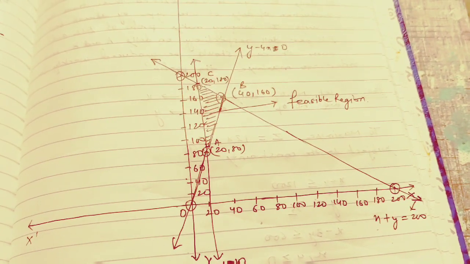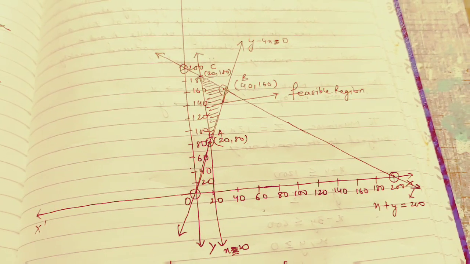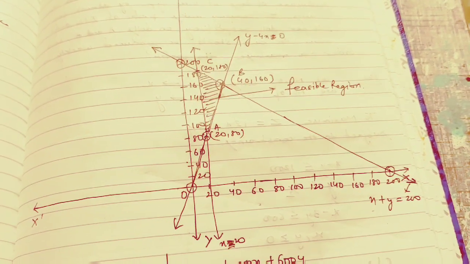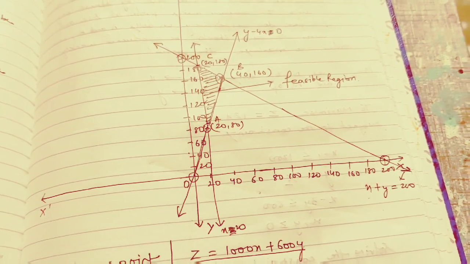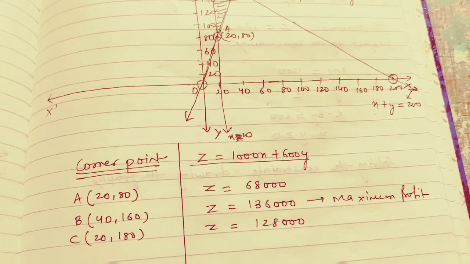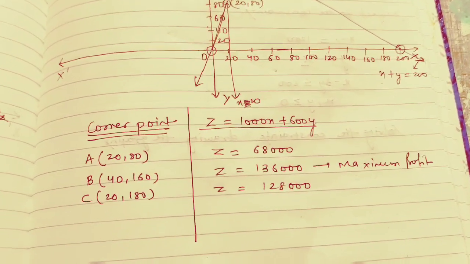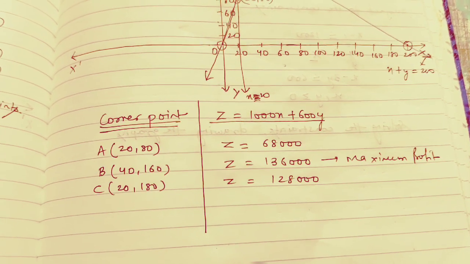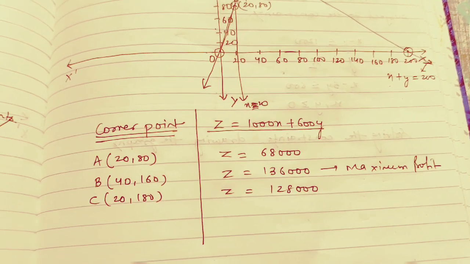So in this graph, the corner points that we are getting are A, B and C. A is (20, 80), B is (40, 160), and C is (20, 180). After drawing the graph, you again take the corner points and the objective function and put the value of each corner point in the objective function to get the maximum profit, which is obtained at (40, 160).